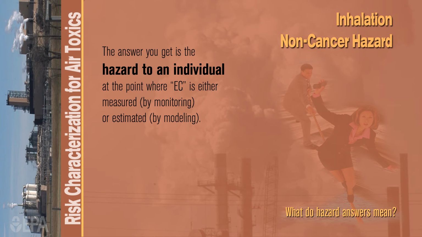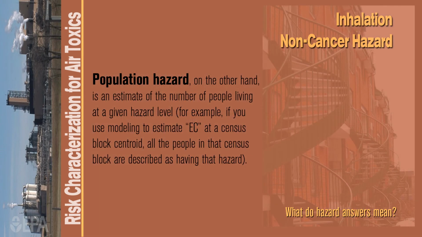Just as with cancer, HQs are estimates of hazard to the individual at the point where the exposure concentration is either measured or modeled. Population hazard, on the other hand, is an estimate of the number of people living at a given hazard level. We said earlier that we focus on the inhalation pathway when conducting air toxics assessments.